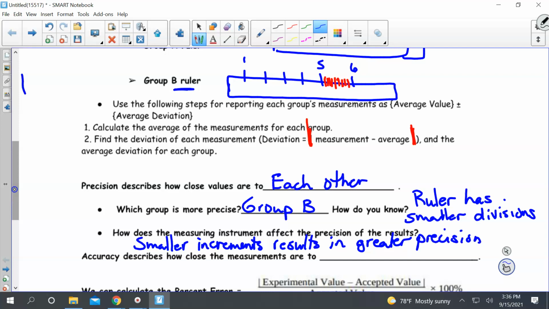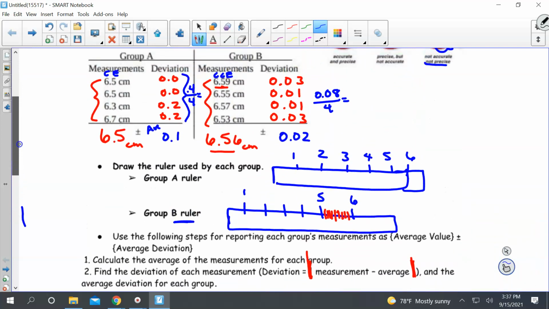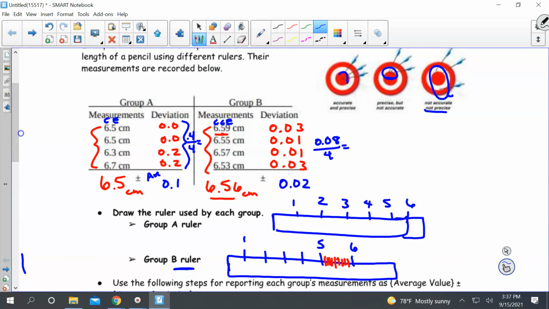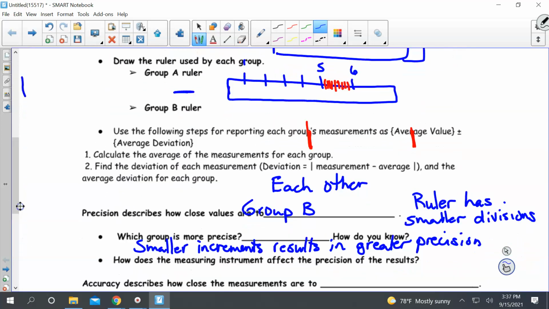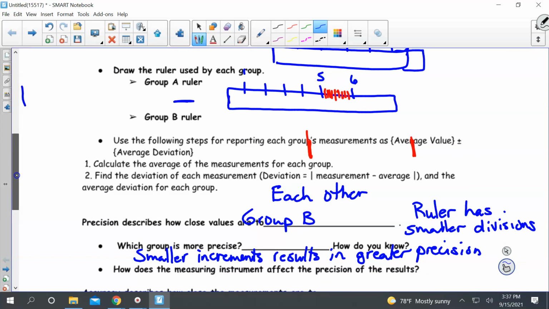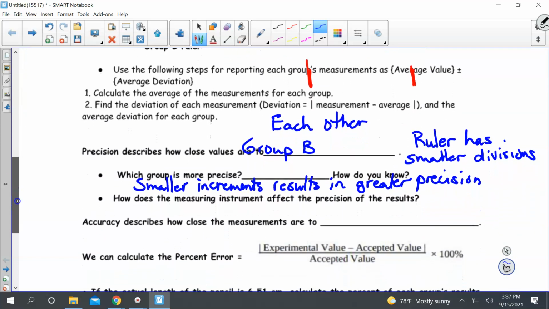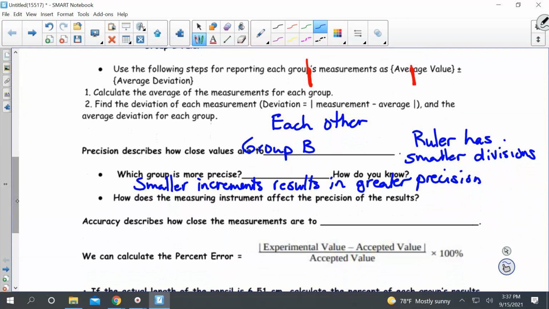The next question says, accuracy describes how close the measurements are to. When we look at accuracy, accuracy has to do with getting them on that bullseye. So that's the desired result. So accuracy, we're going to say in science, relates to how close the measurements are to the accepted value, or sometimes we also call it the true value.